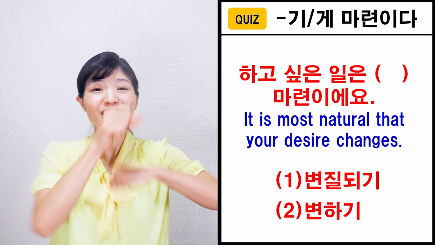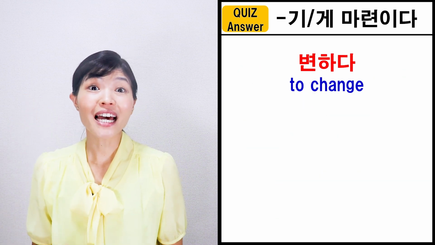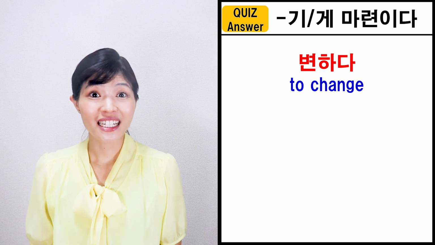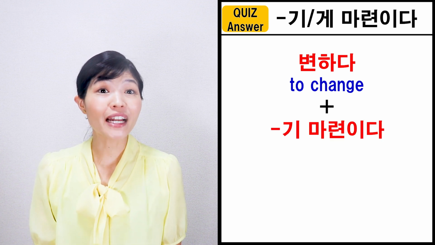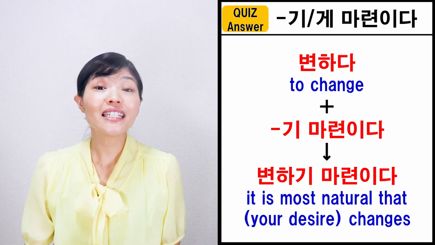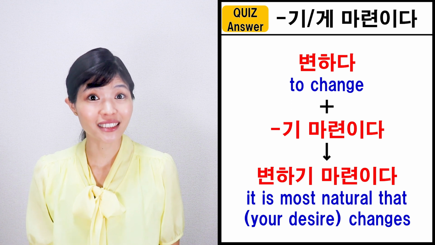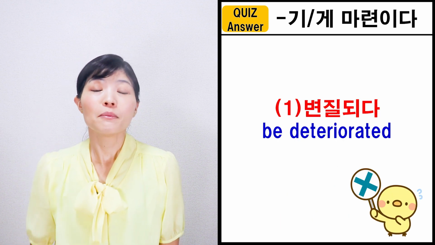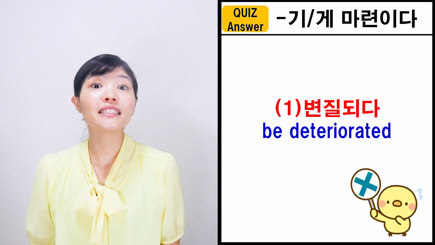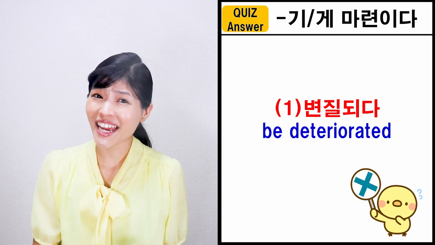The correct answer is number 2. 변하다 means to change. And you add 기 마련이다 to make 변하기 마련이에요. It is most natural that you desire changes. Number 1 is wrong because 변질되다 means to be deteriorated. That's not what you want to say here, okay?